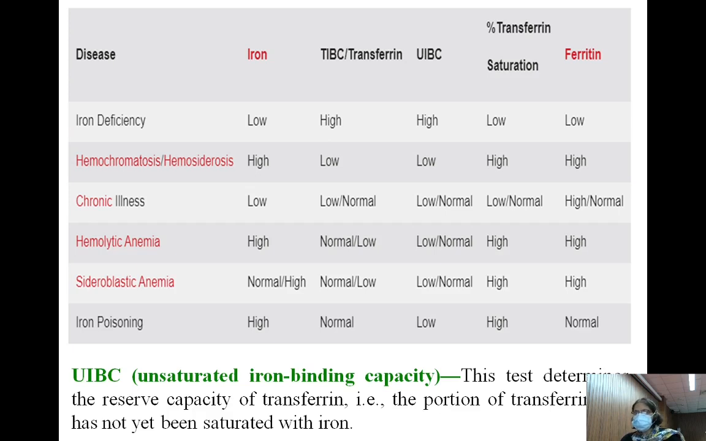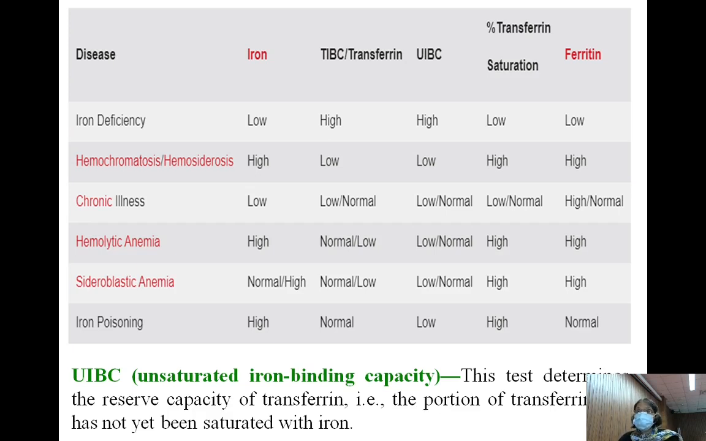UIBC is unsaturated iron binding capacity. This test determines the reserve capacity of transferrin. That means the portion of transferrin that is not yet saturated with iron. Okay, the reserve capacity of transferrin.